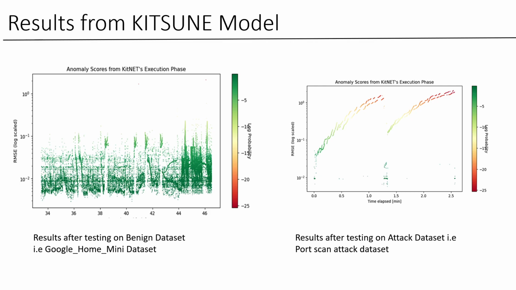The graph on the right is the output of passing the port scan dataset through the Kitsune NIDS. As expected, most of the data is in the yellow and negative region, which shows that Kitsune is correctly identifying it as an attack dataset. This shows the proper functioning of the Kitsune network intrusion detection system.